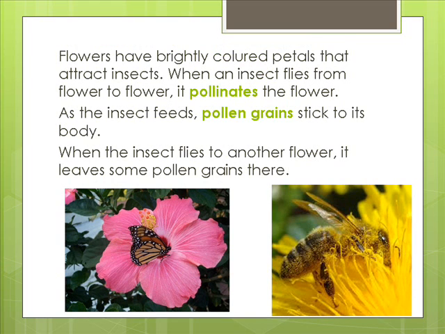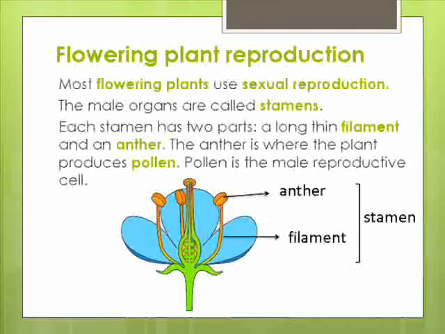Flowers have brightly colored petals that attract insects. When an insect flies from flower to flower, it pollinates the flower. As the insect feeds, pollen grains stick to its body. When the insect flies to another flower, it leaves some pollen grains there.